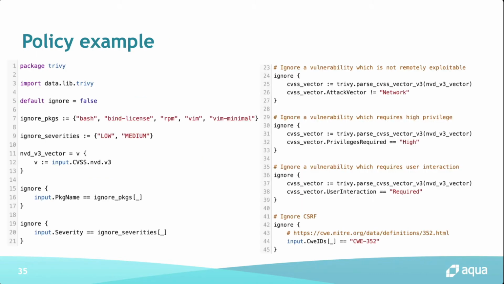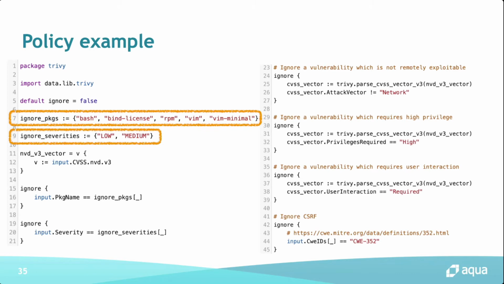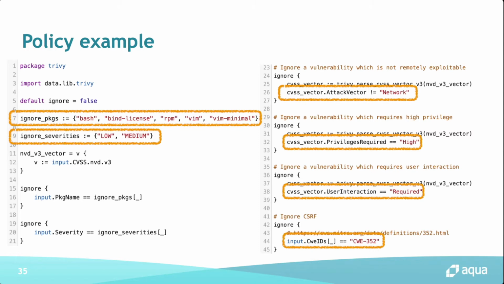This example ignores some packages like bash, binder license, RPM, and Berkeley DB because they are not used in the production environment. As mentioned earlier, unnecessary packages should be removed from the container image. But if it's difficult, you can ignore packages in the Rego policy. Then vulnerabilities with low and medium severity can be accepted. Also, when it's not exploitable remotely, or it requires high privilege like administrator, or needs user interaction, they will be marked negligible in this example.